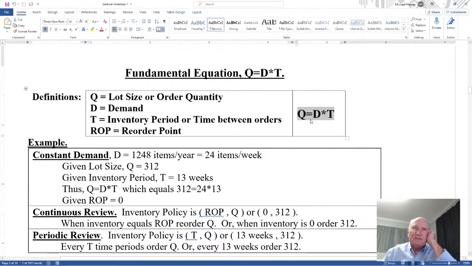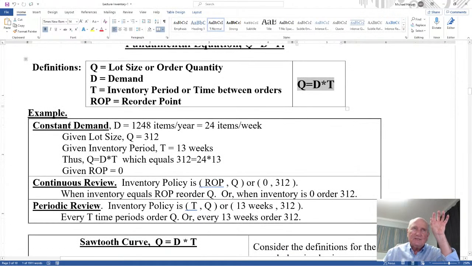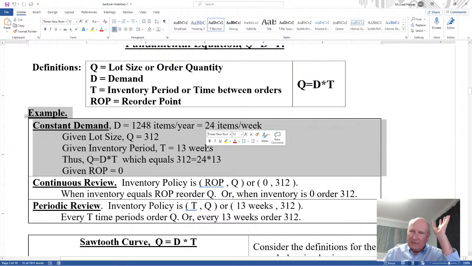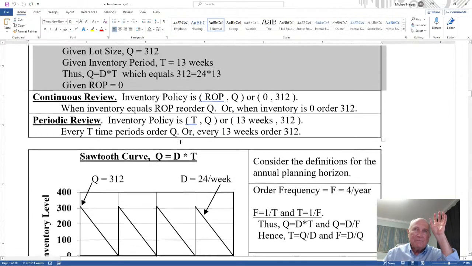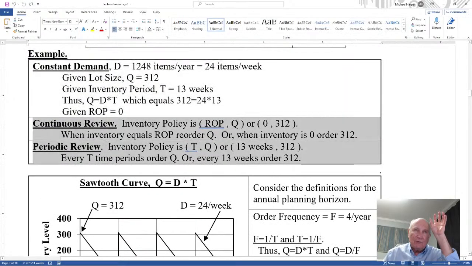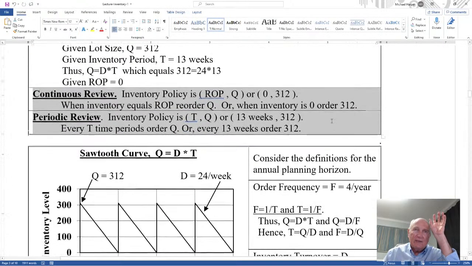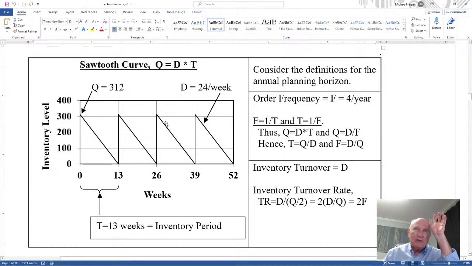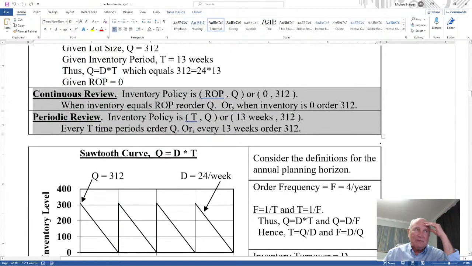Well, to develop this, I'm going to do it in two ways. First, I start with an example on how to do the calculations. But then once we see the numbers, then we'll back up, and then we'll represent it with continuous and periodic. Then we'll back up and say, let me show you in a graph what those numbers mean. So that's kind of how I'm developing this.